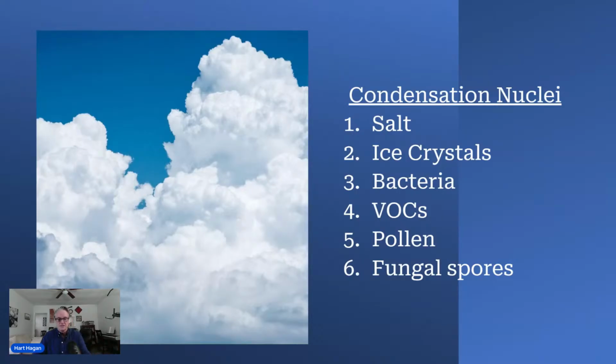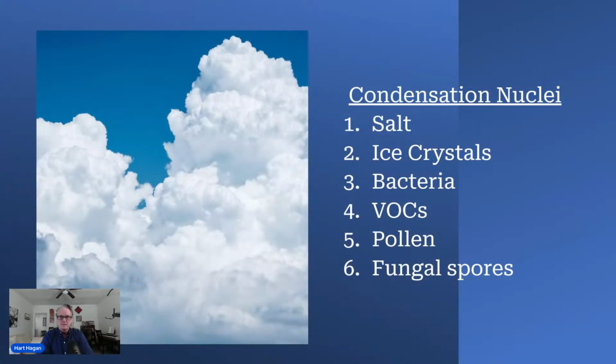We care about this because this is the only way that rain can occur. If you want rain, you need condensation nuclei. It can be ice, it can be salt, it can be bacteria, it can be fungal spores, it can be pollen, it can be volatile organic compounds, but it needs to be some type of solid that can facilitate condensation.